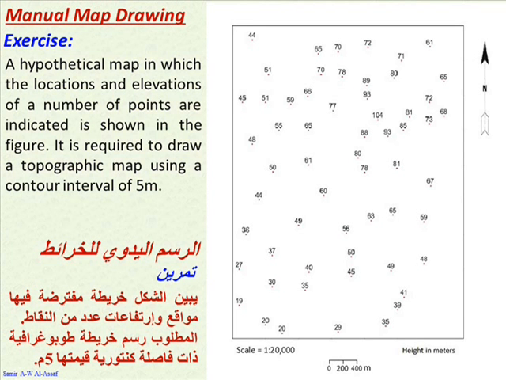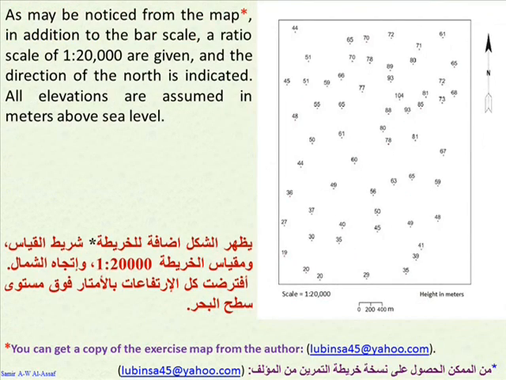Manual map drawing. Exercise. A hypothetical map in which the locations and elevations of a number of points are indicated is shown in the figure. It is required to draw a topographic map using a contour interval of 5 meters. As may be noticed from the map, in addition to the bar scale, a ratio scale of 1 to 20,000 is given, and the direction of the north is indicated. All elevations are assumed in meters above sea level.